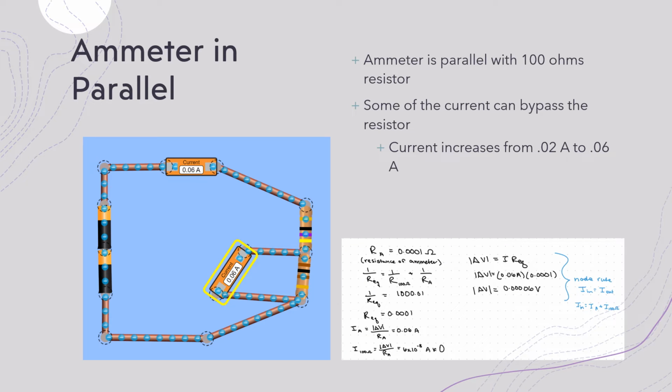For an ammeter in parallel, when it's in parallel with the 100 ohm resistor, some of the current can bypass the resistor by going down the other path, and the current would then increase from 0.02 amps to 0.06 amps because it's not all being resisted, and you can see some math to back this up.